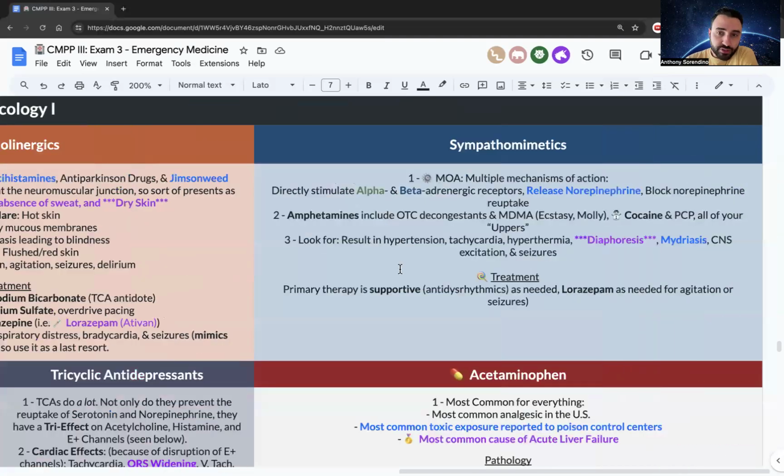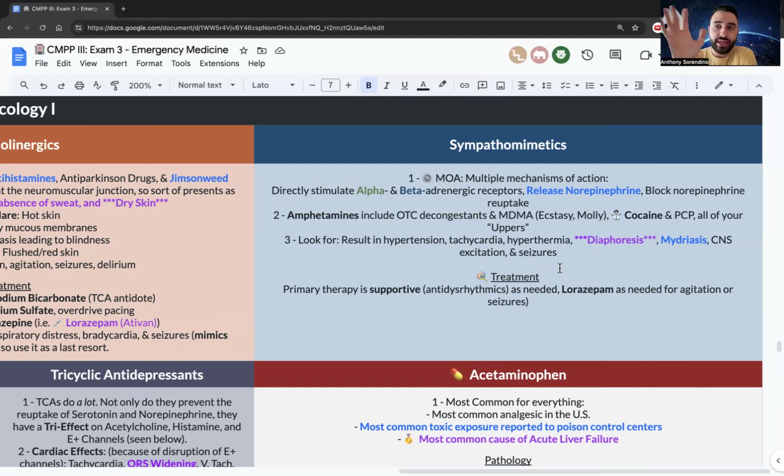All right, so now for sympathomimetics. So this is going to be things like Adderall, Ritalin, amphetamines or illicit amphetamines, over-the-counter decongestants, MDMA, ecstasy, Molly, cocaine, PCP, all the uppers, right? So you're going to look for that hypertension. It's directly stimulating alpha and beta receptors. It's releasing norepinephrine as well. So you're going to see hypertension, tachycardia, hyperthermia, and diaphoresis. That's the big one.